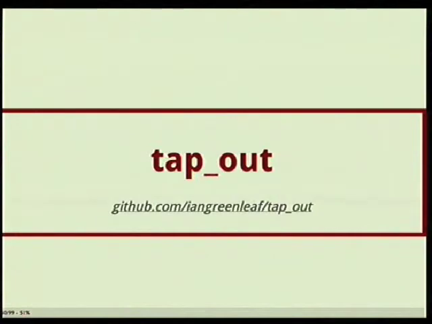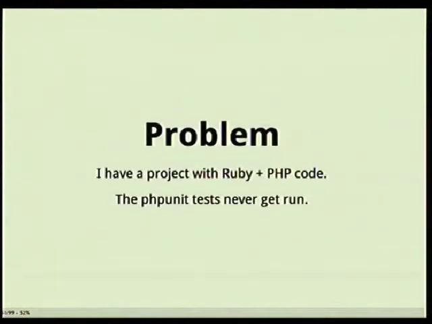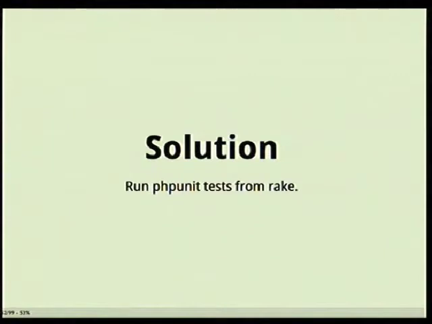OK, next gem. This one is called tap out. We're on to a new thing. So the problem I was having was that I have a project with Ruby code and PHP code all in the same project, kind of cooperating together. And there's some PHP unit tests, but they never get run because I'm just using rake, and I do rake test, and it runs all my tests. And I can't be bothered to also run PHP unit. That's way too much work.